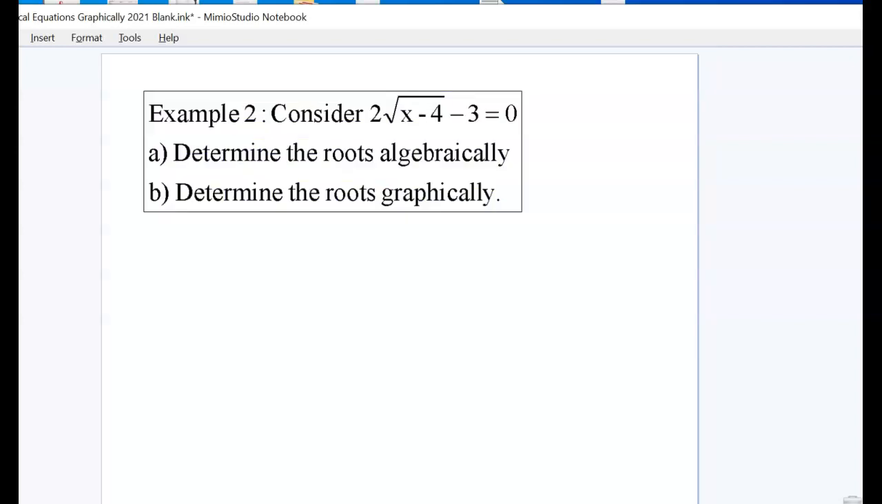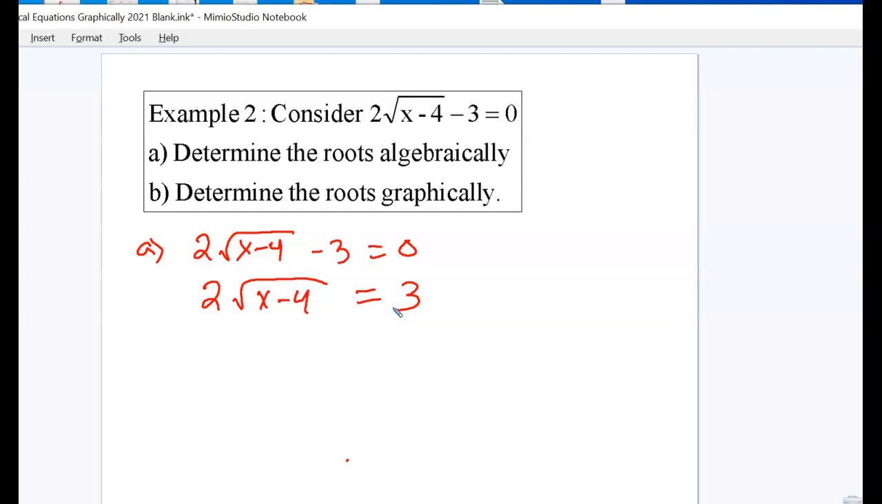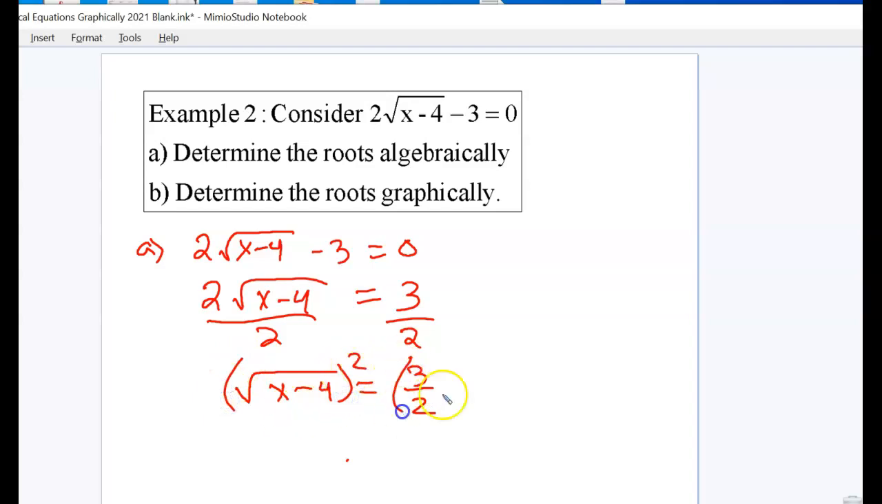All right, let's determine the roots algebraically for this one, and then we'll look at them graphically. So again, in part A, to determine it algebraically, I am going to isolate the radical. Here is my equation to start with. To isolate the radical, I'm going to move the 3 over to the other side, and then divide both sides by 2. So I'm left with the square root of x minus 4 is 3 over 2. Now we're going to square both sides to get rid of the radical.